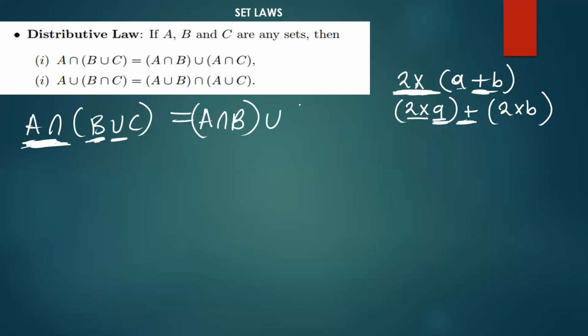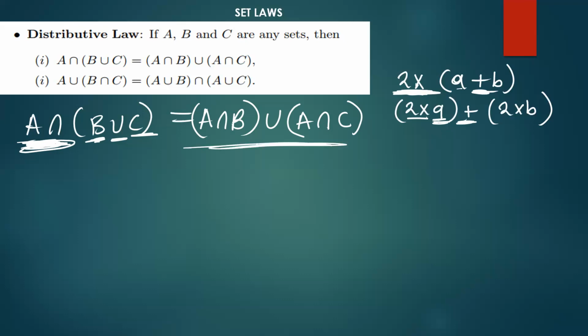And then we open another set of brackets, we write this same common part, which is A intersection, and then we combine it now with C. So A intersection C. And this is what we have as the result.